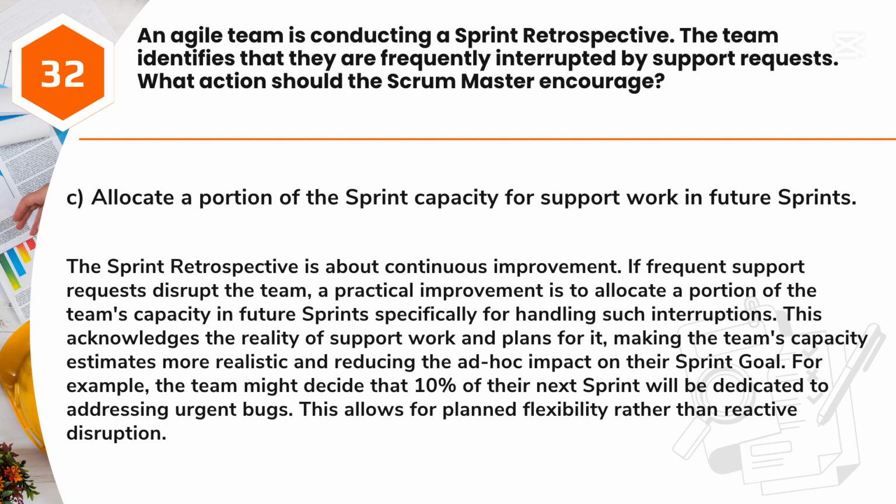Answer: C. Allocate a portion of the sprint capacity for support work in future sprints. The sprint retrospective is about continuous improvement. If frequent support requests disrupt the team, a practical improvement is to allocate a portion of the team's capacity in future sprints specifically for handling such interruptions. This acknowledges the reality of support work and plans for it, making the team's capacity estimates more realistic and reducing the ad hoc impact on their sprint goal. For example, the team might decide that 10% of their next sprint will be dedicated to addressing urgent bugs. This allows for planned flexibility rather than reactive disruption.